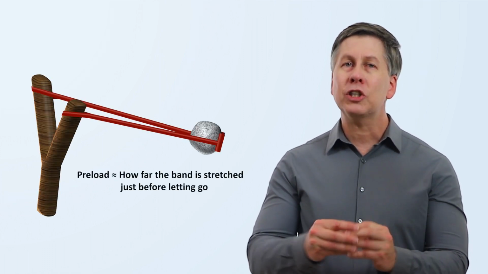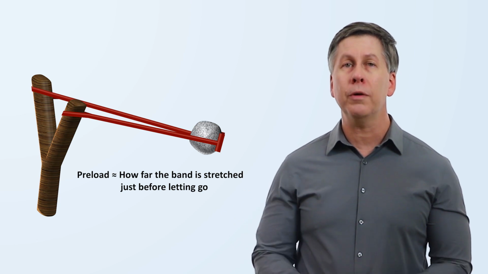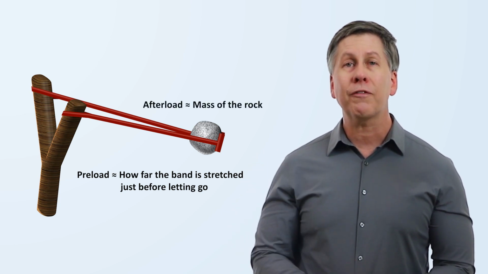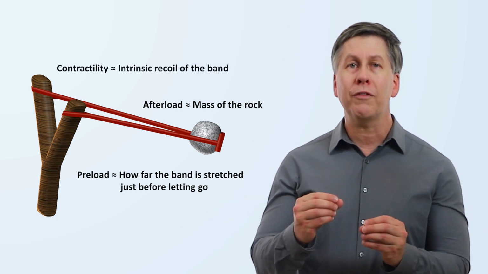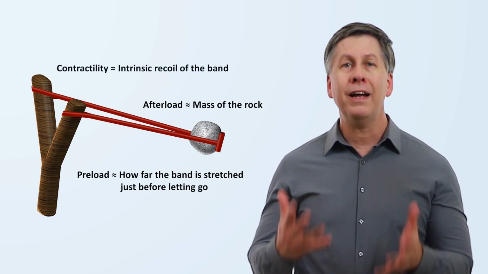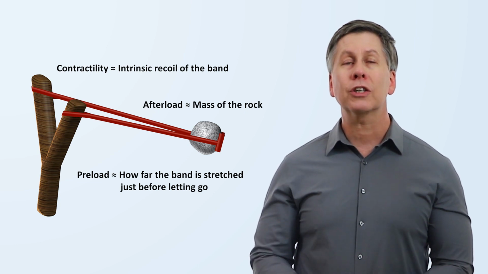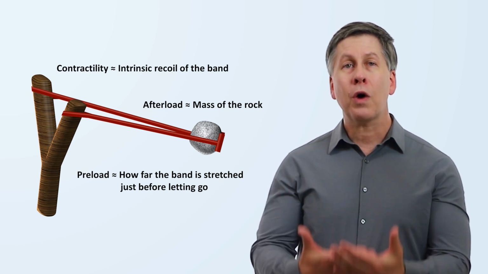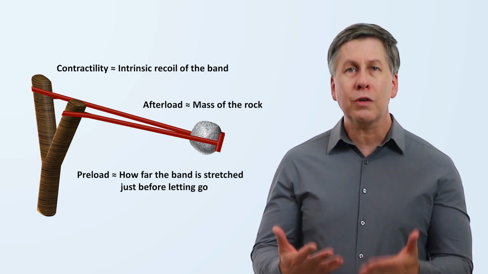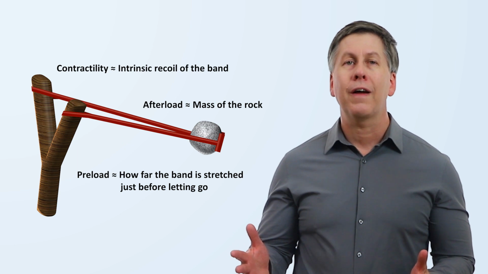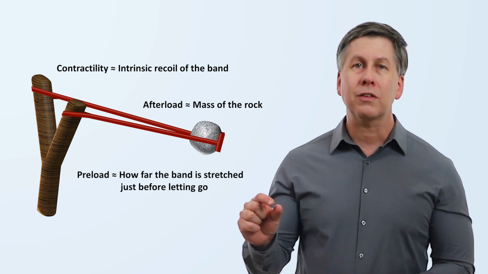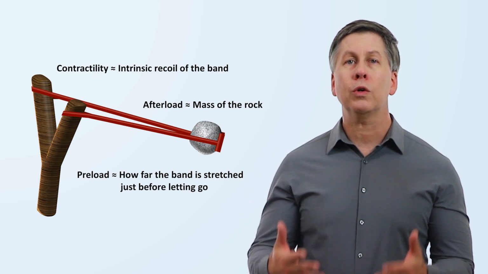Despite just talking about the problem with oversimplifying these complex physiologic principles, I'm going to give you an oversimplified analogy for them. Imagine a slingshot. How far the band is stretched just before letting go is analogous to preload. The mass of the rock is analogous to afterload. And the intrinsic recoil of the band, that characteristic that is independent of the degree of stretch, is analogous to contractility. How far the rock ultimately travels is sort of like the stroke volume. So the further the band is stretched and the more recoil it has, and the less massive the rock is, the farther the rock will travel when released.